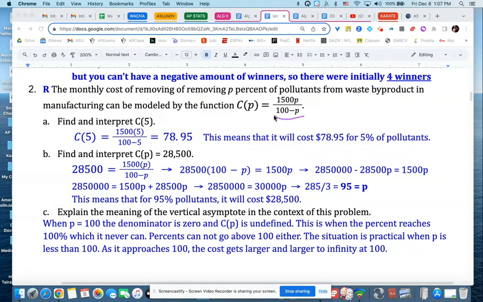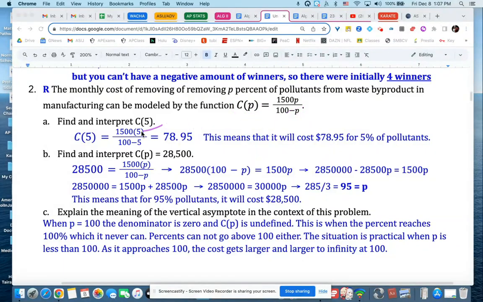So when I'm looking at this, I'm like, okay, I got 1,500 times that percent. So the higher the percent, the more money it costs, is what I'm kind of thinking. And then when I look at the bottom, I have 100 minus P. And P is a percentage. So maybe the 100 represents like 100% of something. Maybe that's what's going on. So 100 minus some percentage, something like that. I don't really have to know exactly what this means, but I do need to really understand what the P means because that's part of my function. That's part of my equation.